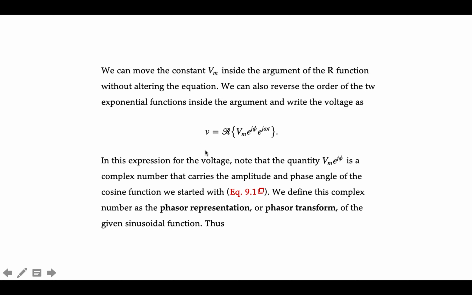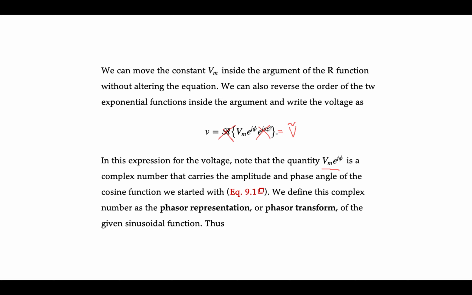So first of all, we have this expression that gives you v is equal to the real part of Vm e to the j phi times e to the j omega t. Now what we're going to do is pull out this part, the Vm e to the j phi. So we're temporarily ignoring e to the j omega t, and we're temporarily ignoring the idea that we took the real part, and we're going to define Vm e to the j phi as a phasor voltage, which when I write it, I'm going to put this little squiggly over the voltage to indicate that it's a phasor representation. And what happens there is the time variation is gone.